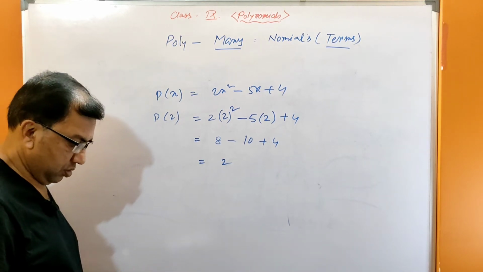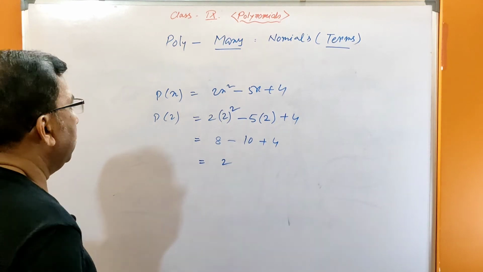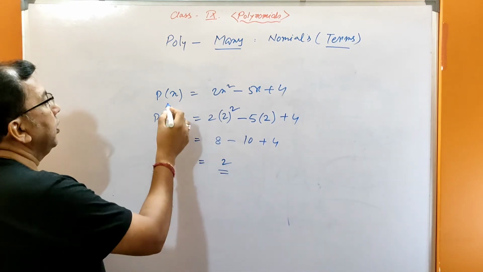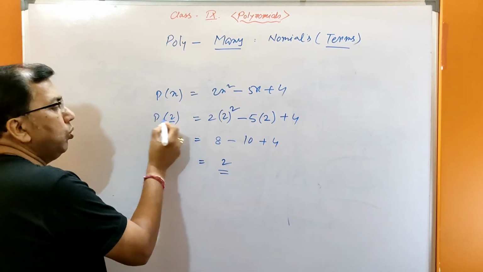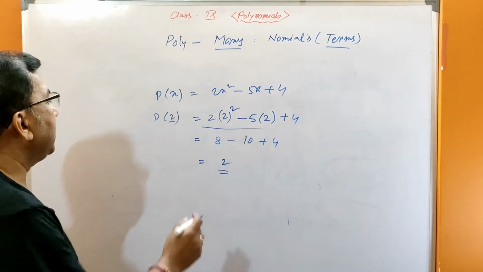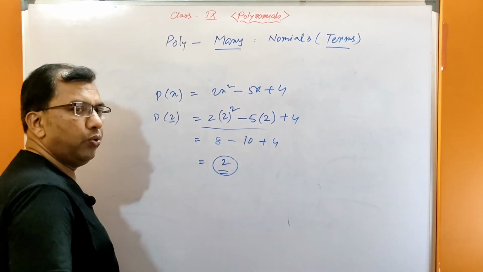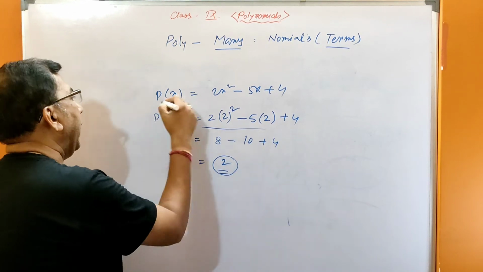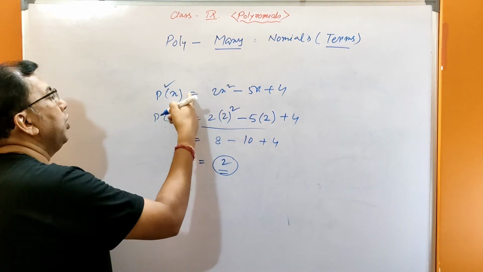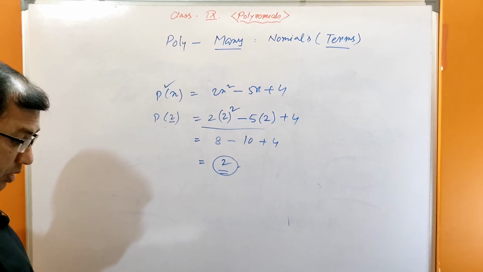As it is, you have to find out the value. So what is the value of p(2)? 2. Remember, if you put the value 2 and the total value comes 0, then this will be the zero of the polynomial. So is it 0? No. Just what is the value of p(2)? The value of the polynomial. What is the value of this polynomial at p(2)? 2. Clear? Just the value.